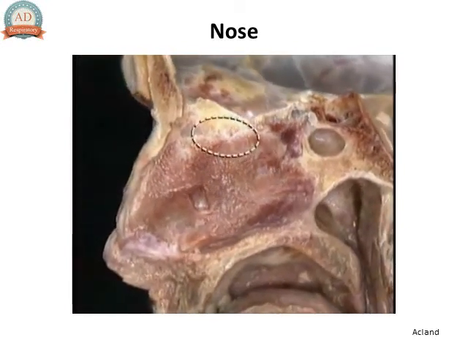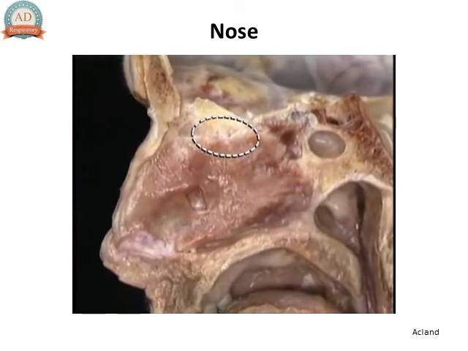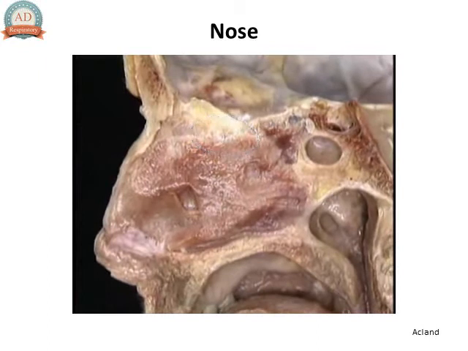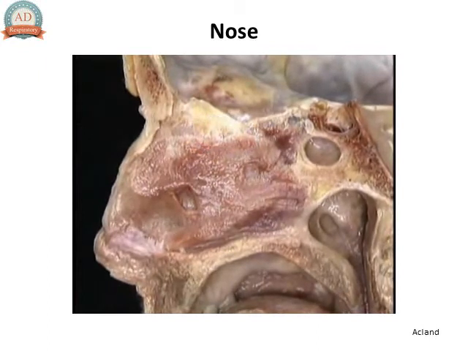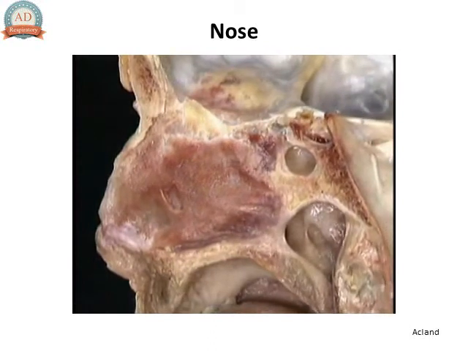The highest part of the septum is the specialized olfactory area. It contains some of the fibers and nerve endings of the olfactory nerve, which are the sensory receptors for our sense of smell. The cribriform plate, which the olfactory nerve fibers go through, is at this level.